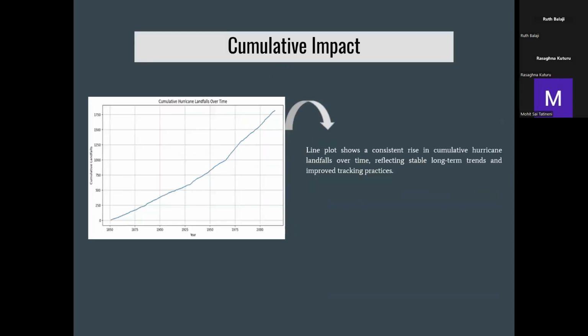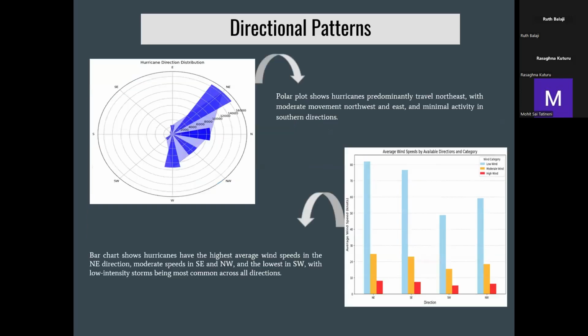Moving to the next slide, the cumulative landfall graph shows a consistent rise in hurricane events over time, which reflects the improved tracking and potential increase of storm activity over time. Moving on to the next slide.